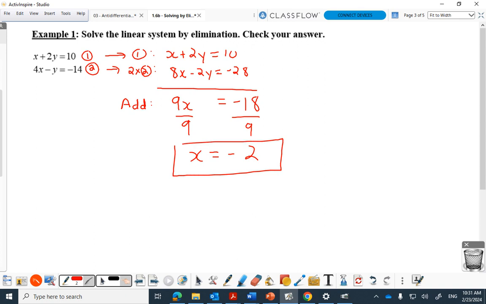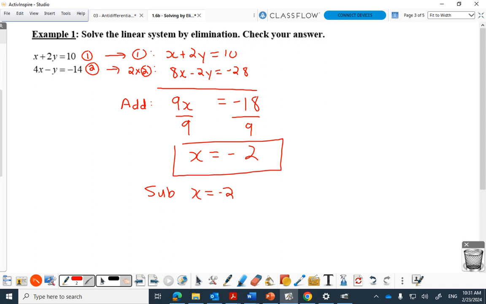What's next? Hopefully these steps are getting better. What's next now that I've got the x? Sub x into anywhere. He likes equation 1. And maybe you're turning it into an algorithm in your head where you're like, then I take it and I put in number 1. Great. I love that.